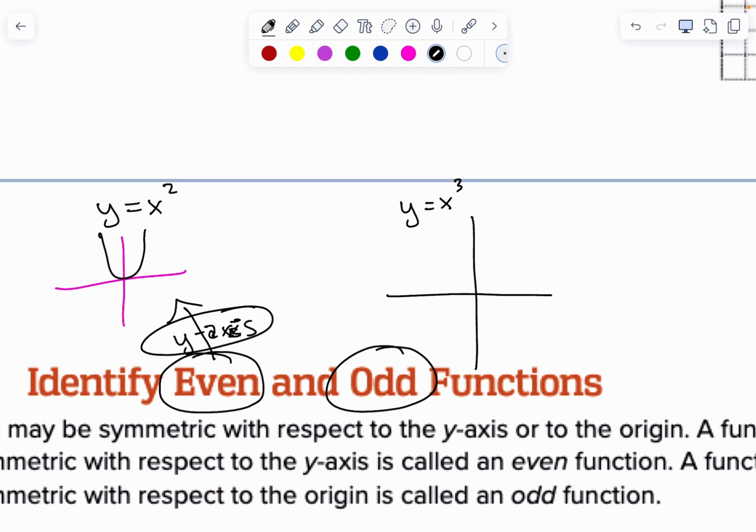Sometimes with y equals x to the third power, I'll make it have extra humps, like this. What type of symmetry does this one have? It is not x. Origin. Odd is origin symmetry. Okay?